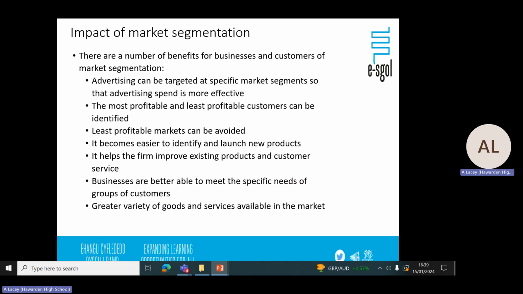The impacts of market segmentation. So there's a number of benefits for business and customers of market segmentation. So advertising can be targeted more specifically. The most profitable and least profitable customers can be identified. Least profitable markets can be avoided because there's no point maybe. It becomes easier to identify and launch new products. It helps a firm improve existing products and customer service. Businesses are better able to meet specific needs and greater variety of goods and services available in the market.